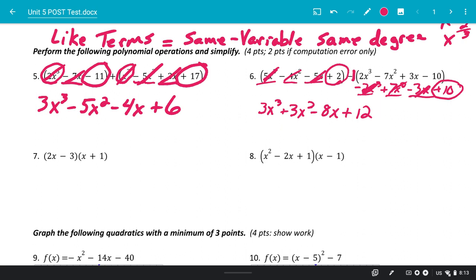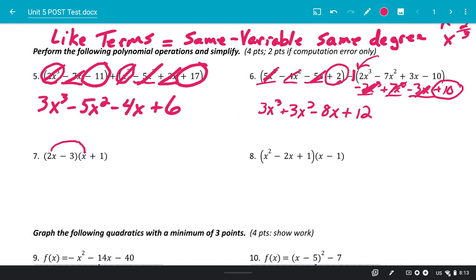And a lot of people mess up on those signs because we didn't distribute this negative 1. Remember, when you distribute a negative 1, you just change the signs. All right. Number 7 and 8, we are multiplying or distributing. Remember, when we multiply, we multiply the coefficients and we add the exponents.